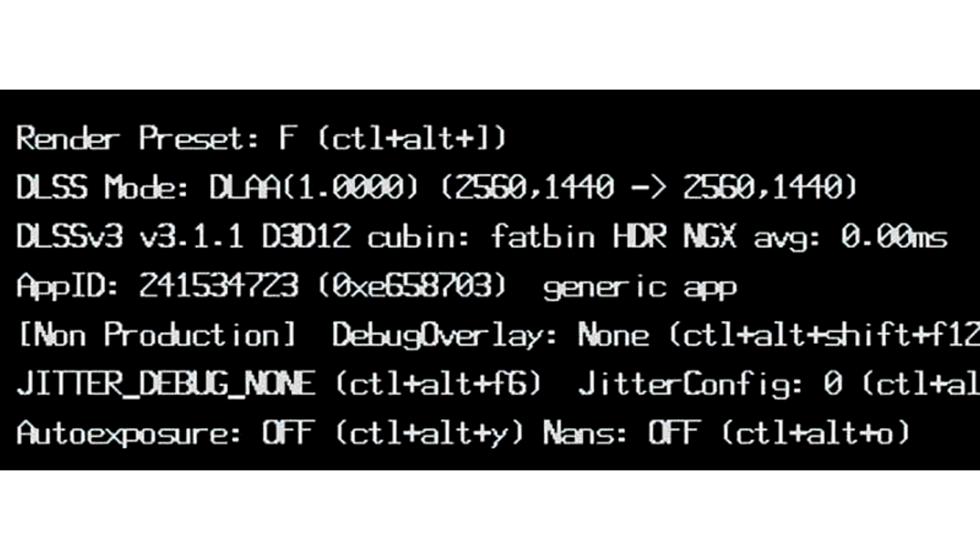What the forced DLAA option in the tool does is modify the game's DLSS profiles to render at native resolution, essentially making them DLAA. The tool can be found at its mods page.